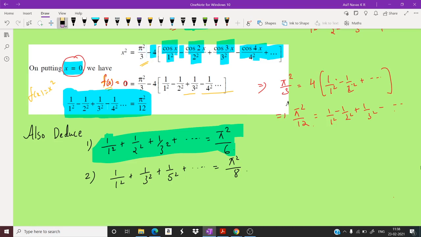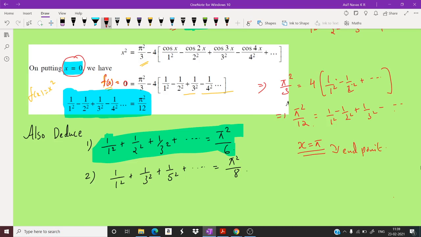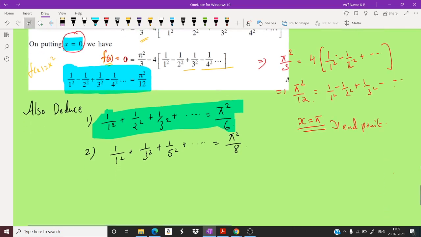Sir, can we take pi for x? We can give pi for x. So if I put x equal to pi, what will we get? X equal to pi. So pi is an endpoint, right? Pi is an endpoint. So what does the convergence theorem say?